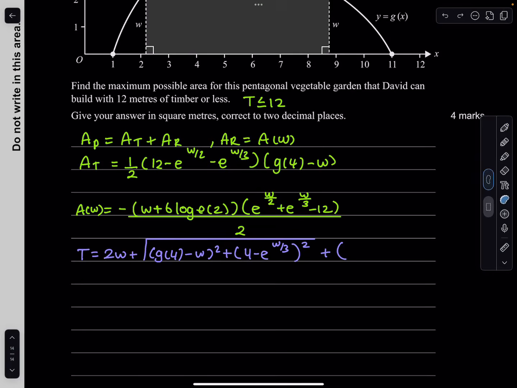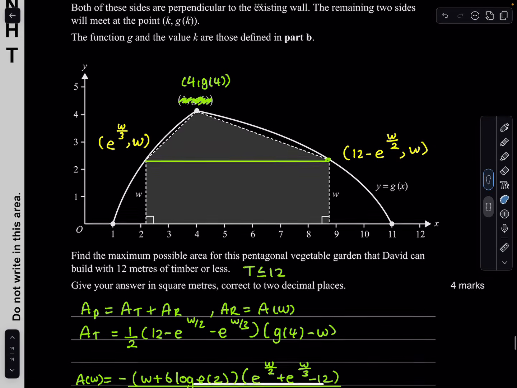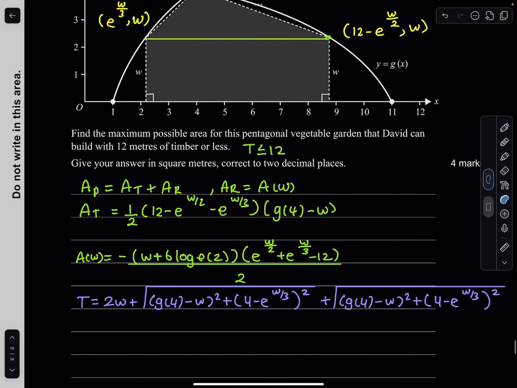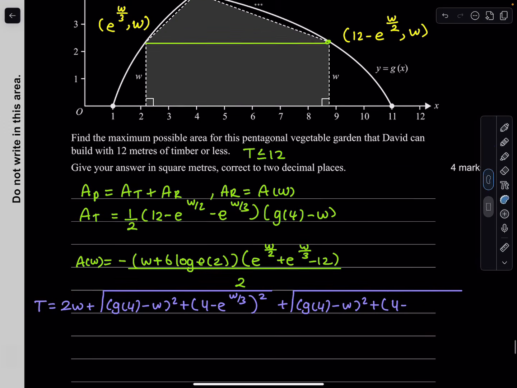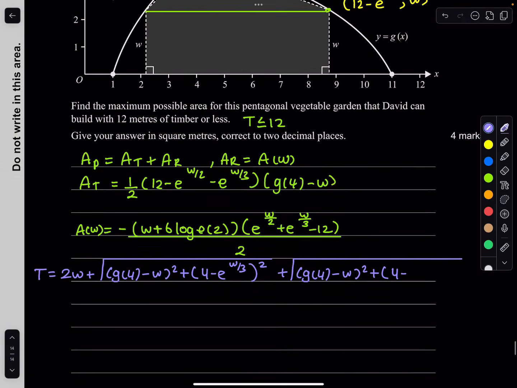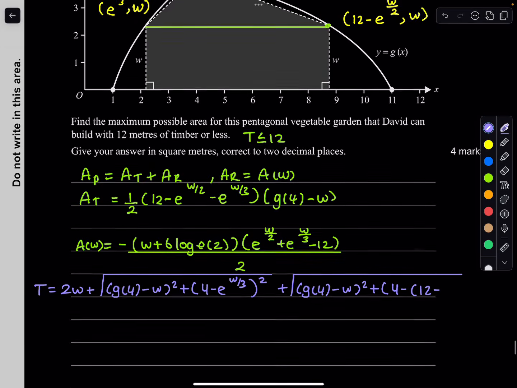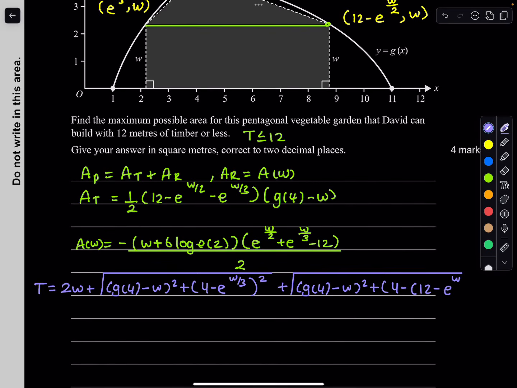It's kind of the same thing, so I'm just going to recopy this. Most of it's the same. So g of 4 minus W squared, plus, but this part over here, it's 4 minus 12 minus E W over 2, all squared. Not all squared, but squared outside. Okay, that here will give you the length of the timber, which we can just do on the CAS.